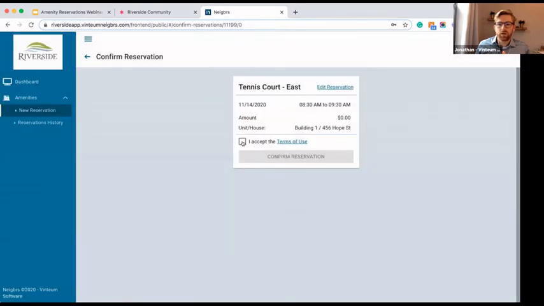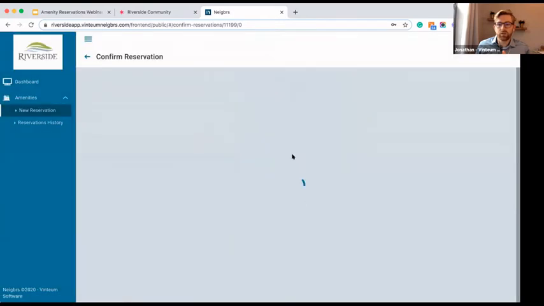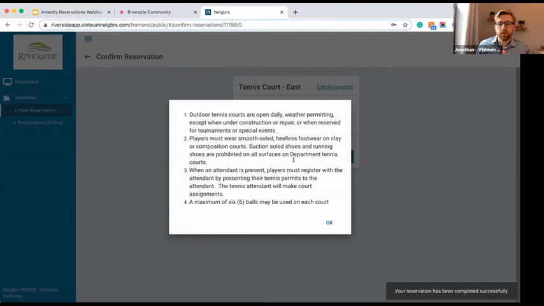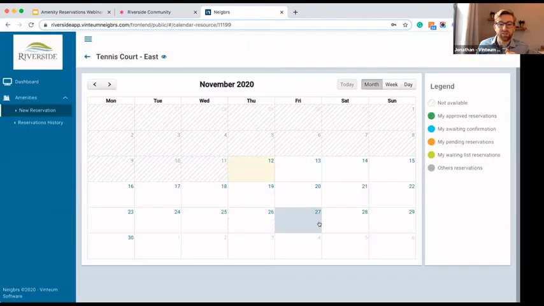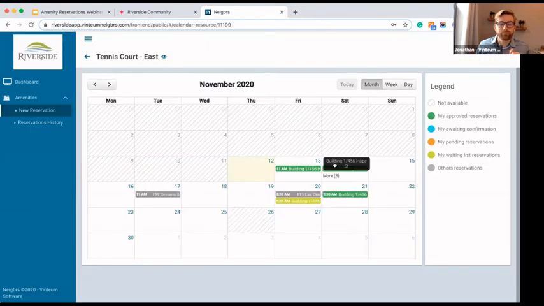So from here, I'm going to accept the terms of use and then confirm that reservation. Now here we do have a confirmation message. So this could reinforce those rules and regulations. It could provide you with some COVID updates, that sort of stuff. And my phone is just going off now because I just got a text message and a push notification. So pretty straightforward, especially something with the tennis court, right?